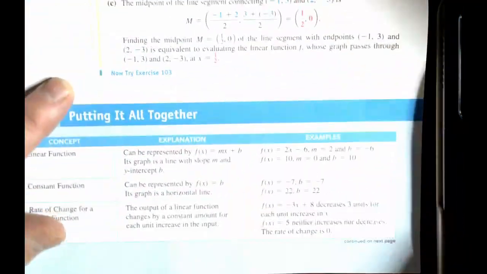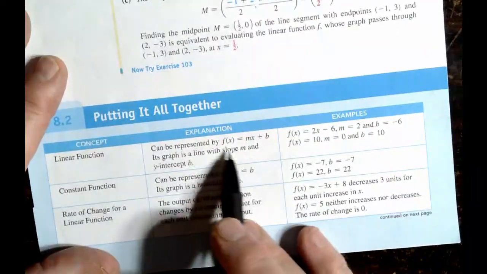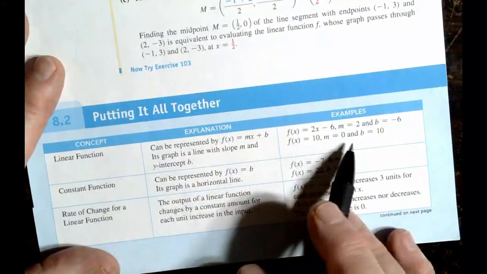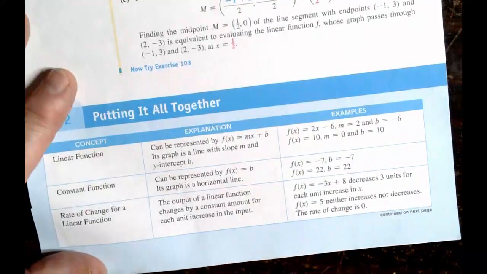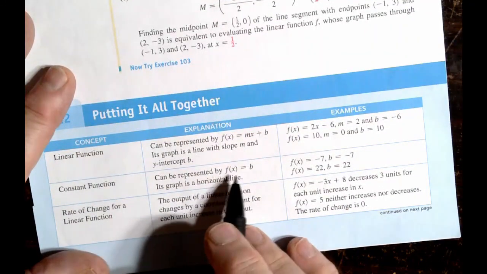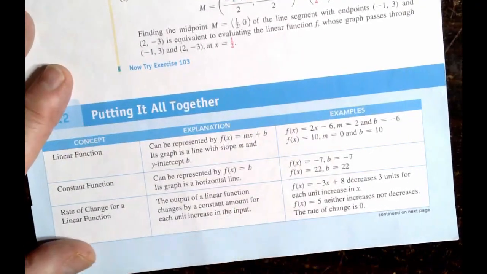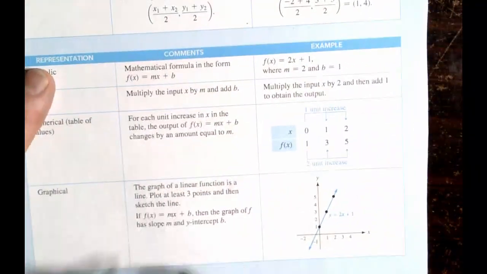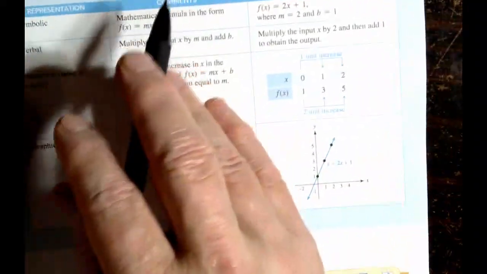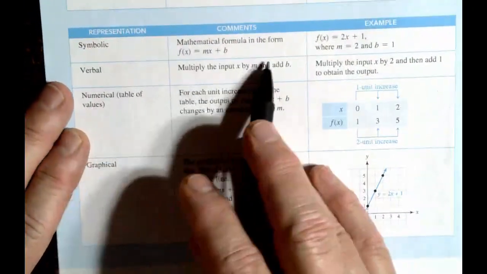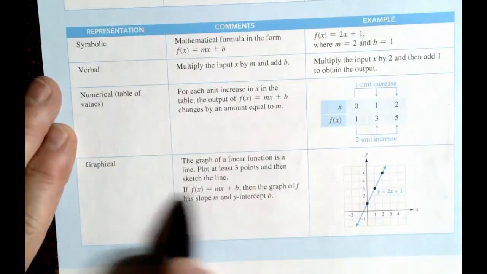So if you look at putting it all together here. The linear function is mx plus b. And if you plug in a certain x value, you can find a certain y value. And the constant function is f of x equals b, just the y-intercept, whatever it is. And the rate of change is just the slope. It's the difference between the output over the difference of the inputs. And midpoint, don't worry about that. But there's symbolic, verbal, table, or graph. And all of those are different ways to talk about a function.